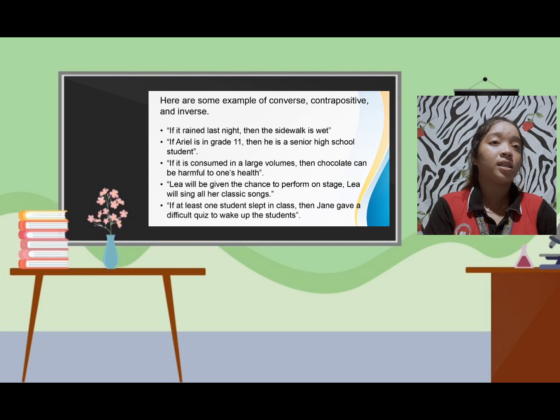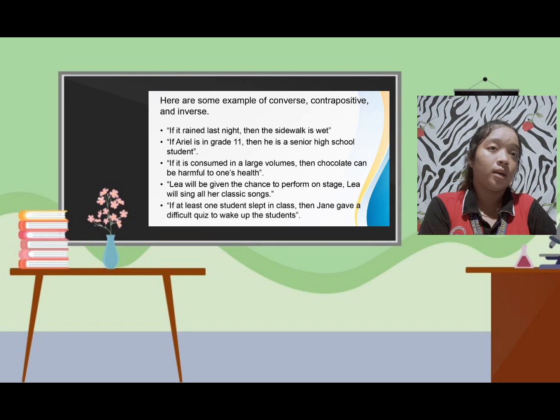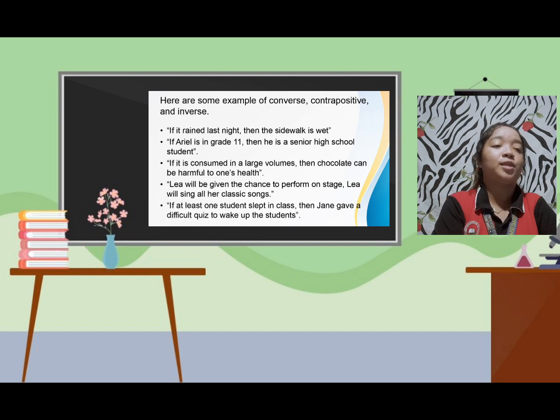Our P is it rained last night. Then our Q, or our conclusion, is the sidewalk is wet. So to write the converse of this conditional statement, we need to write first the conclusion or the Q. So the converse of this statement is: if the sidewalk is wet, then it rained last night. Okay, now let's proceed to find the contrapositive of this statement.